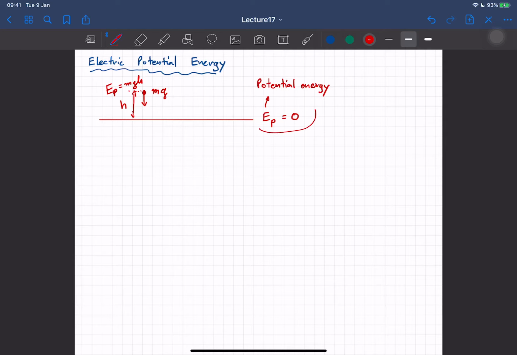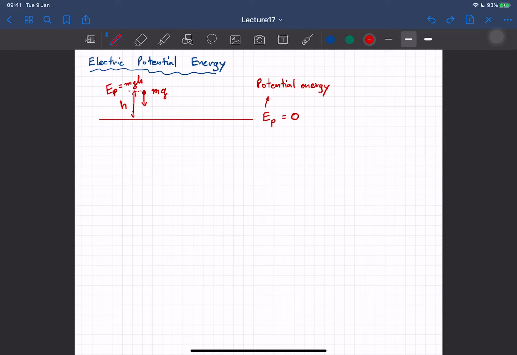You can choose the potential energy to be 0 at different points. It's totally up to you. You can even say the potential energy here is 0. Then the potential energy of the ground, which is below, is going to be negative mgh. That's also fine, because most of the time we will be looking at the change in the potential energy, not the absolute value. But in any case, I will choose it like this.